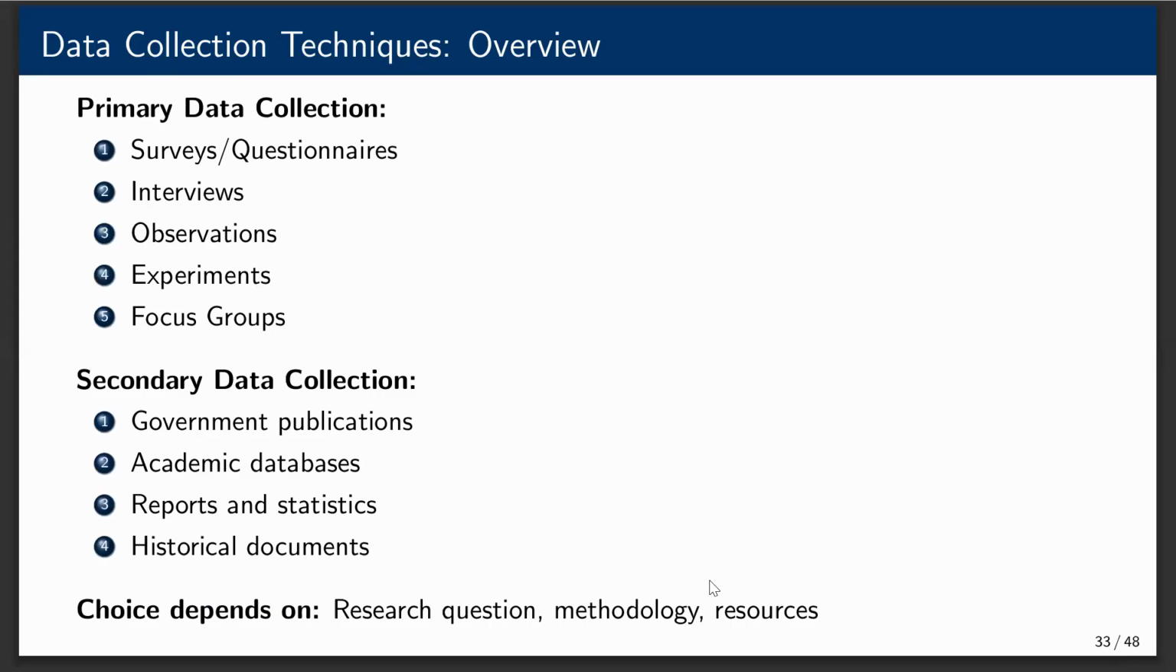Now let's discuss the data collection techniques. Largely we have two types: primary data collection and secondary data collection. For primary data collection, the different methods are surveys and questionnaires, interviews, observations, experiments, and focus group discussion. In secondary data collection, we have government publications, academic databases, reports and statistics, and historical documents. But how we collect the data depends upon the research question, methodology, and resources.